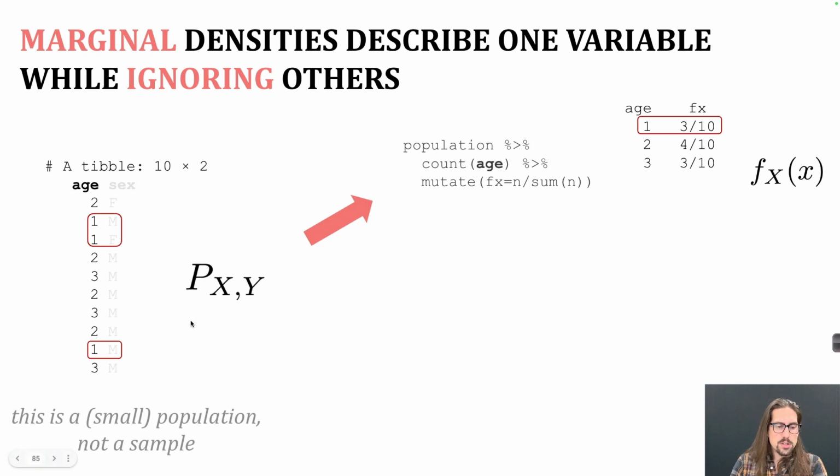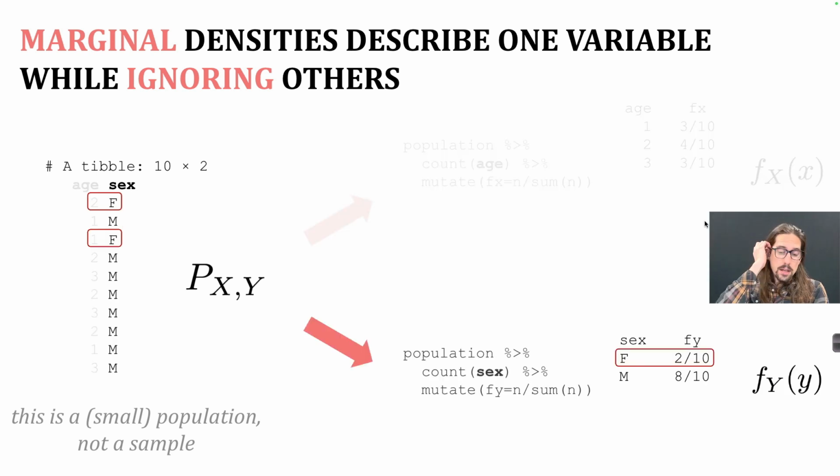So here's my population data set. It's a very small population. So I have 10 people in it. And to calculate the marginal density of age, I just count up every unique value of age and how many times it happens. And I divide by the total number of people in that population. So here, for example, there are 4 2-year-olds in this population. So the value of the density there is 4 over 10.